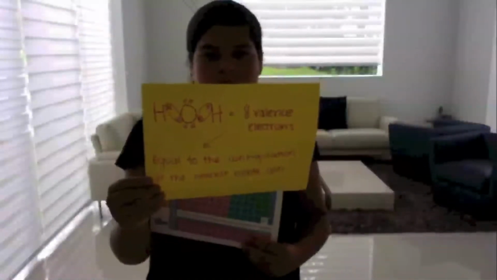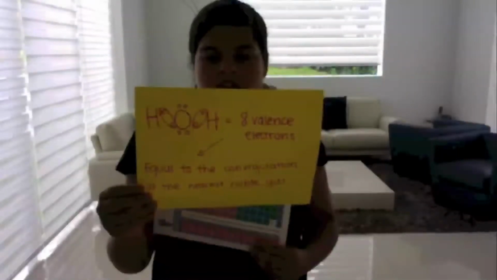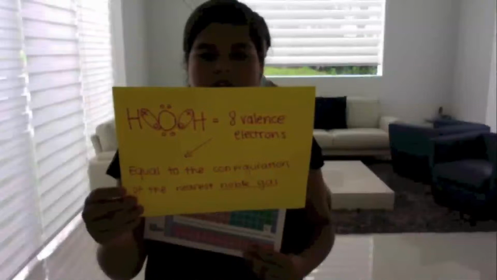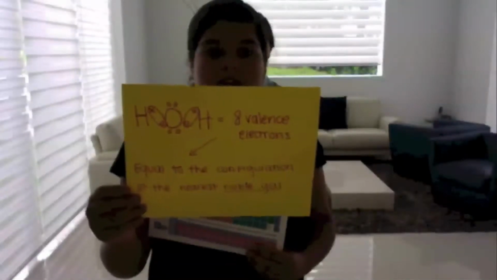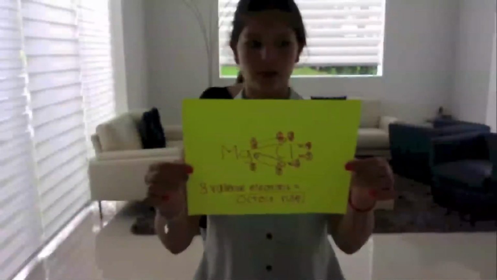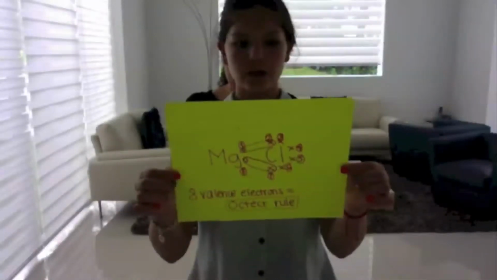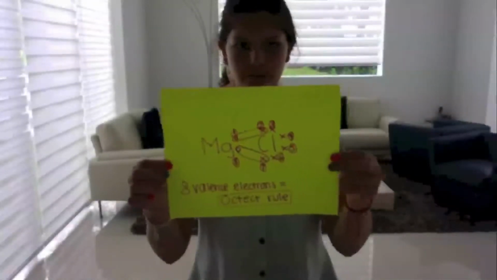But what is the octet rule? When atoms of elements react, they tend to lose, gain, or share electrons to achieve the same electron arrangement as the nearest noble gas on the periodic table, like this. It is very simple to know when a bonding is formed correctly. Check if their valence electrons form 8 when together.